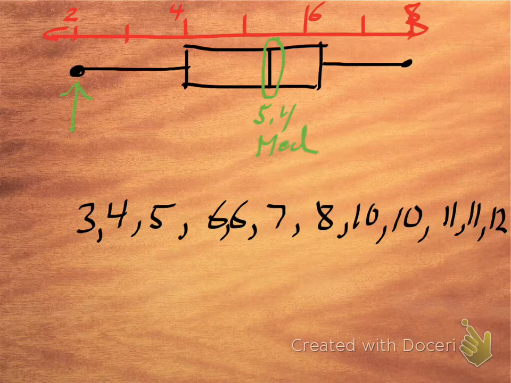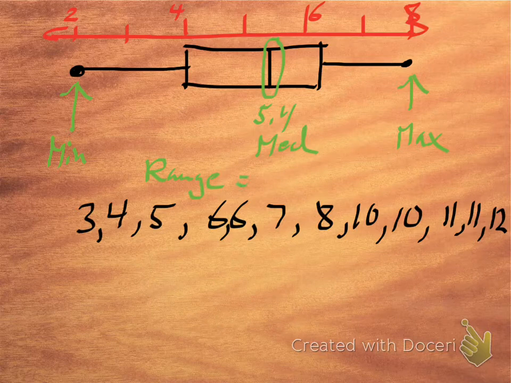This number and this number are actually pretty obvious too. This number represents the absolute lowest value, the minimum, and this represents the maximum. In fact, if I asked you right now what the range of this data is, you could take the maximum of 8 minus the minimum, and the range is 6.